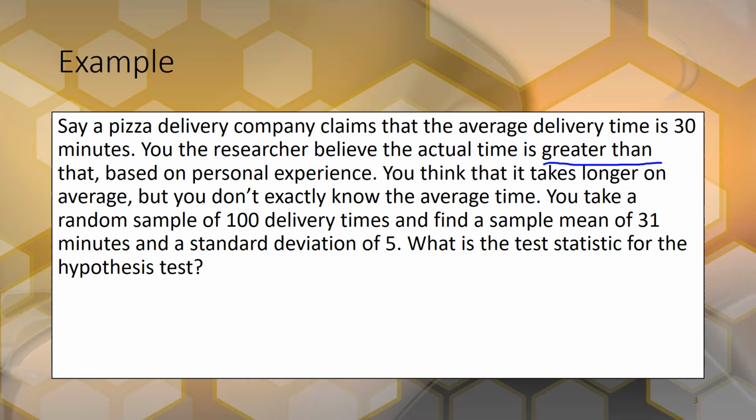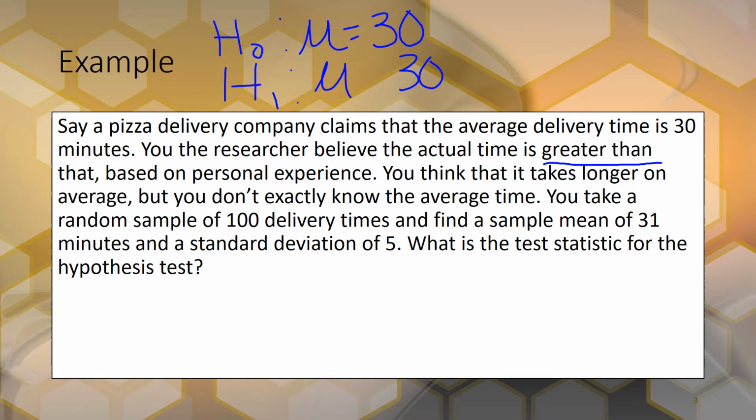So let's go ahead and write our hypothesis. Our null is still going to be mu equals 30 because that's the claim. And remember, the null always has an equal sign. The alternative is going to be less than, greater than, or not equal to that number. So we have to pick one of them. And we're going to do greater than because we think it's greater than 30. So look for keywords when you find your research hypothesis.